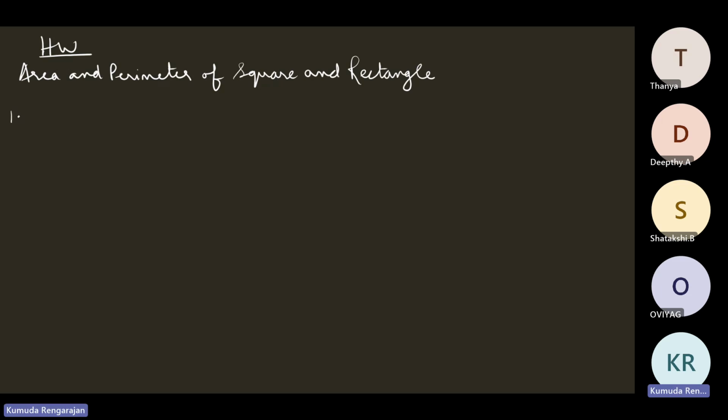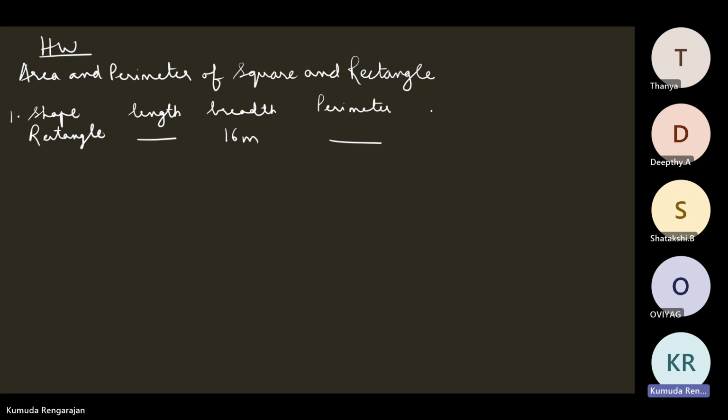Okay, so the first question, the shape is a rectangle. The length is not known. Breadth is 16 meters. Perimeter is not known. But area is given. Area is 320 square meters.